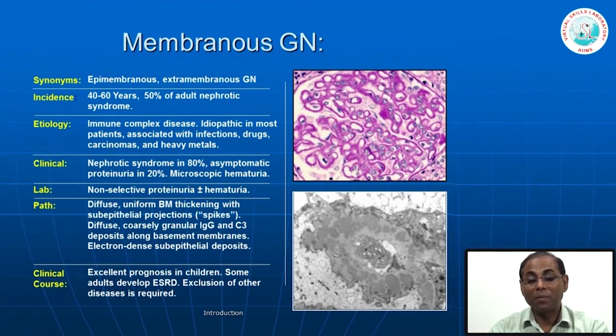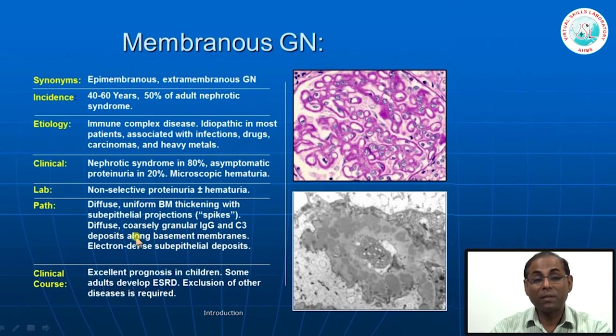And here there is non-selective proteinuria, because as I explained to you, only albuminuria comes in a mild podocytic damage. Here the basement membrane damage is quite marked, and that is why you get a massive, non-selective proteinuria. The pathology is diffuse uniform basement membrane thickening with subepithelial projections in the form of spikes. I think this is the PAS stain. We can better see them in the silver methenamine stain.